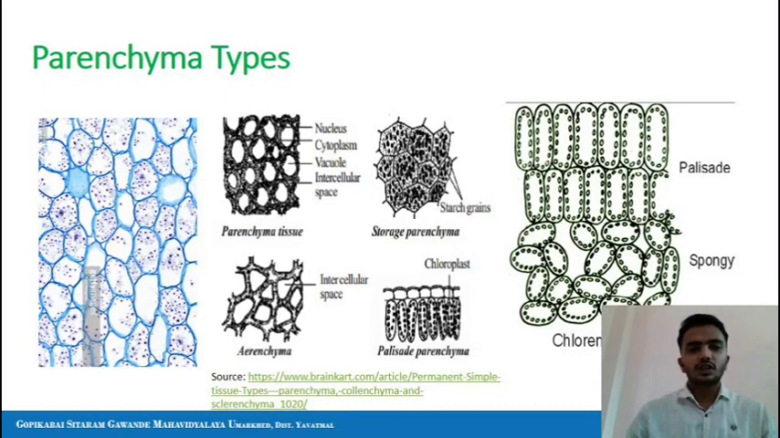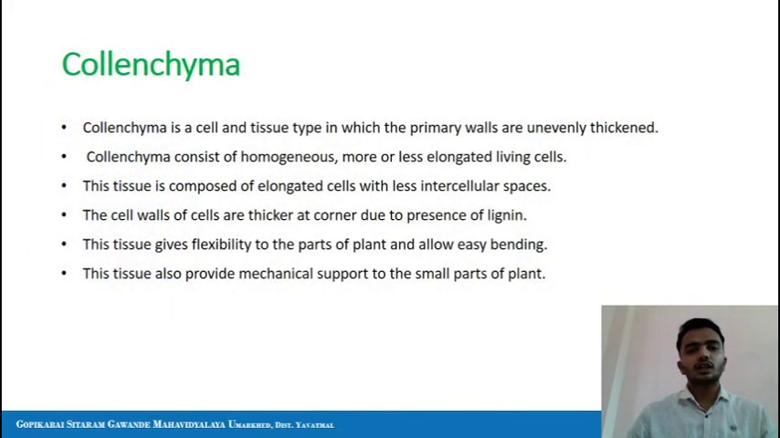So these are the different kinds of parenchyma tissue depending on their functions. Now next we will see another type of simple permanent tissue, that is collenchyma. This collenchyma is a cell and tissue type in which primary walls are unevenly thickened.